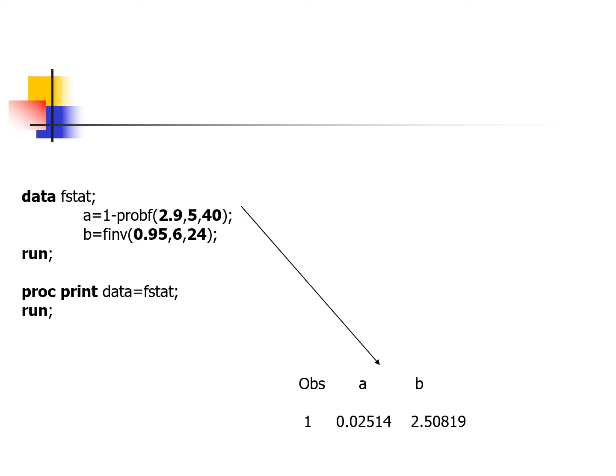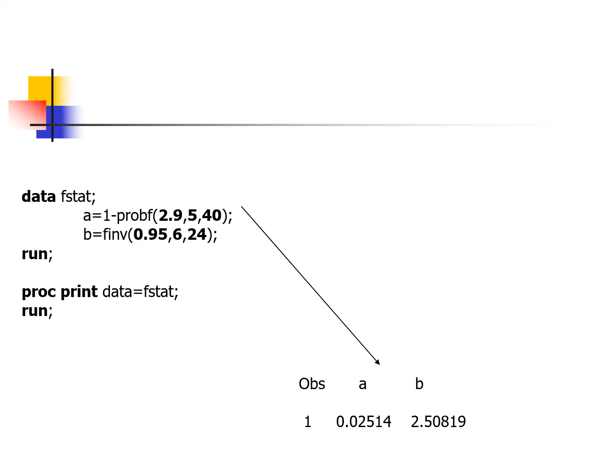So we find probabilities with the prob-f function in SAS. We find percentiles with the f-inverse function. There's other functions as well, but these are some of the functions that will work. The prob-f function actually gives all the area to the left, so you have to give it the actual value you want the probability of. Here we want the probability of 2.9, then the numerator degrees of freedom, and the denominator degrees of freedom. The prob-f alone is actually the probability of being less than or equal to 2.9. Since we want the probability of being greater than that, we would do 1 minus it.